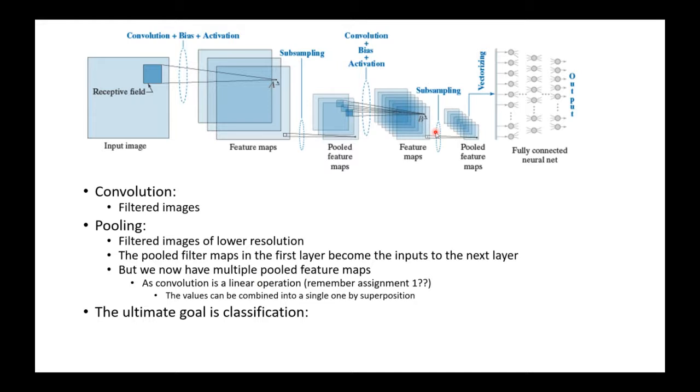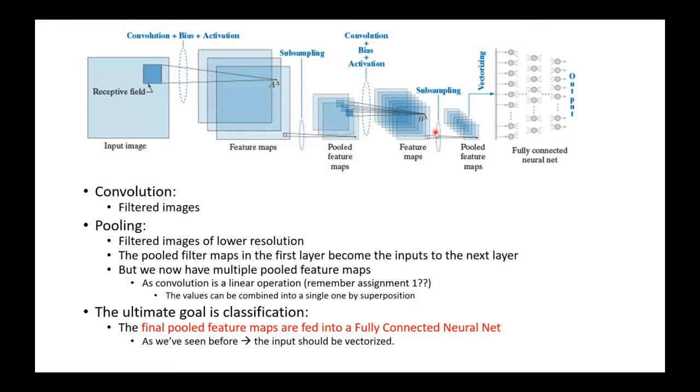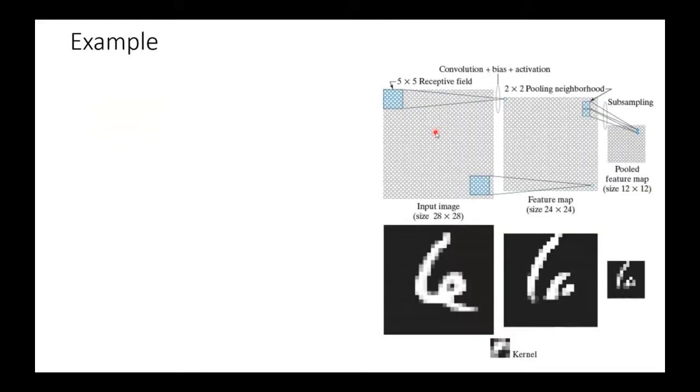As the ultimate goal is classification, the final pooled feature maps are fed into a fully connected network, in the same way that we've seen before. So as an example, you can imagine that this is the receptive field. Think of each element of this 2D array here as a neuron.